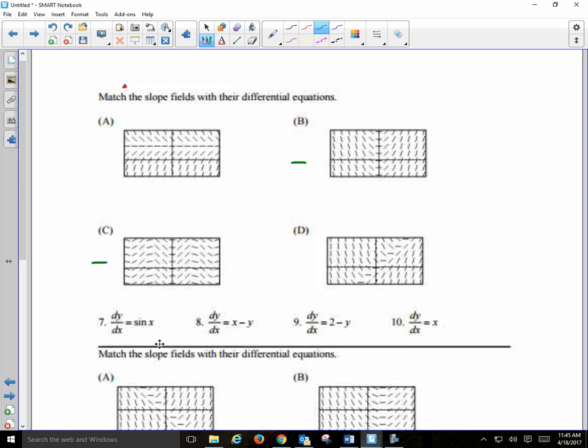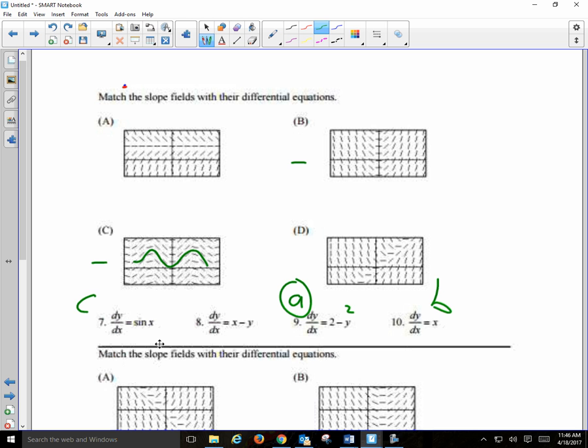Well, as I look at this one, it's obvious to me that this is a sine or cosine graph. So I'm going to match C with 7. That will leave B over here with 10. Second of all, as I look at number 9, what I really like is if I put in a value of 2 for y, what is the slope? 0. So I'm looking at a y value of 2, slope of 0, and A satisfies that.